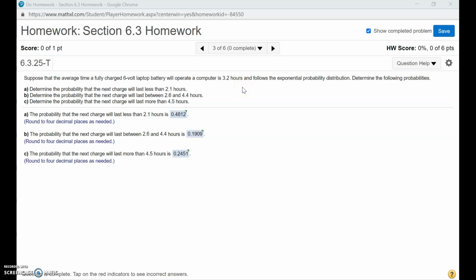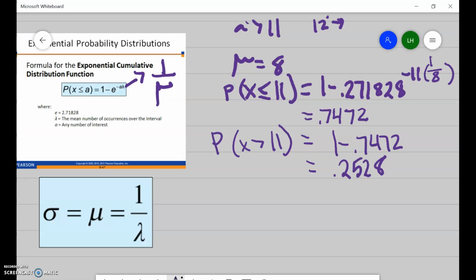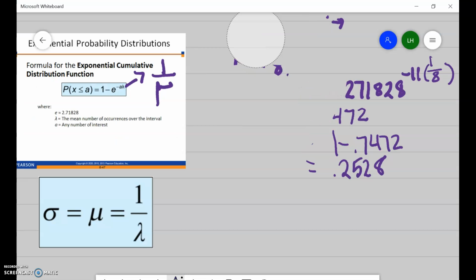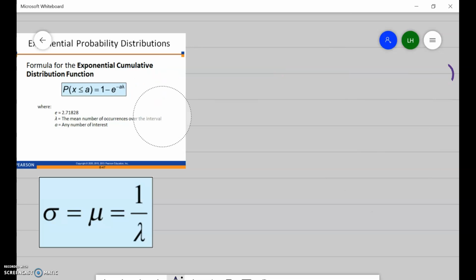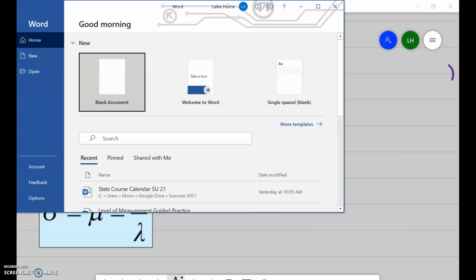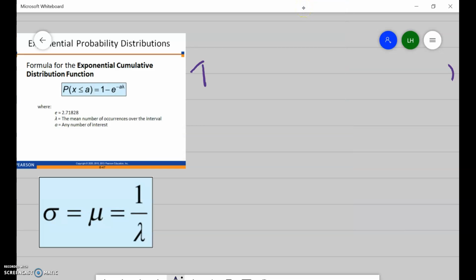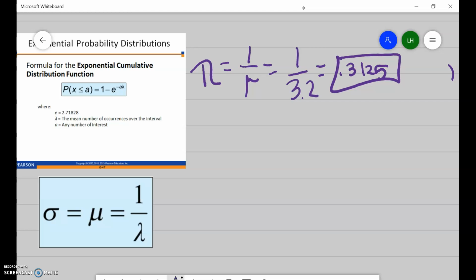We do have to get the mean. We do have to get lambda, like we've been getting lambda, which is 1 over the mean. So lambda is 1 over the mean. So we're going to do 1 divided by 3.2. So when we do that, we get 0.3125. So you still have to get lambda before you go into Excel.